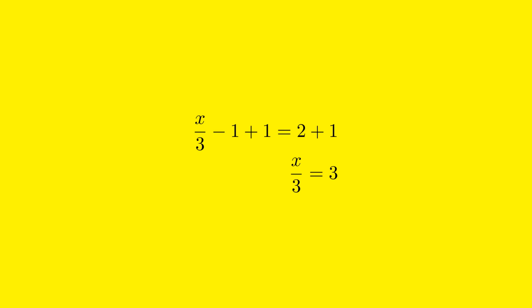So here is what the equation looks like after we perform this step. x divided by 3 minus 1 plus 1 equals 2 plus 1. Since minus 1 and plus 1 cancel each other out, the left side of the equation simplifies to x divided by 3. Now the equation reads x divided by 3 equals 3.